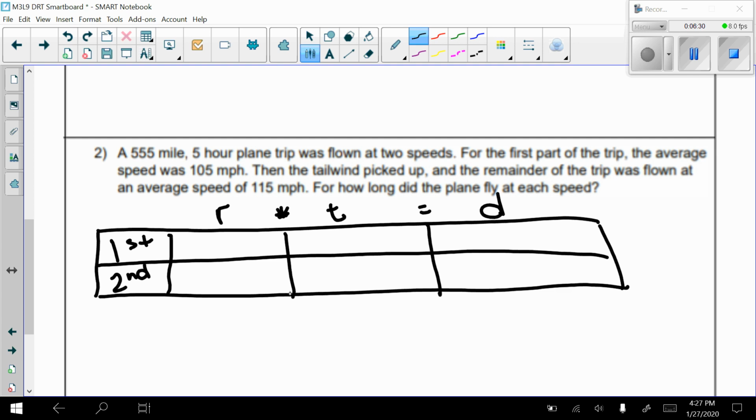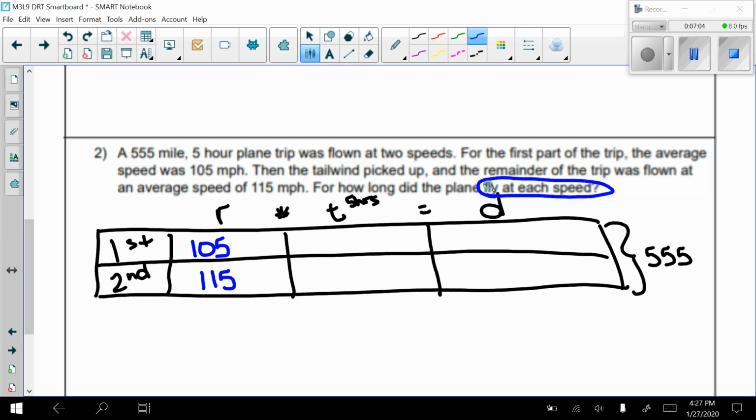We also know it was a total of 555 miles and a total of 5 hours at 2 different speeds. So the first part of the trip was at 105 miles per hour. Then the tailwind picked up. The remainder of the trip was flown at 115. How long did the plane fly at each speed?